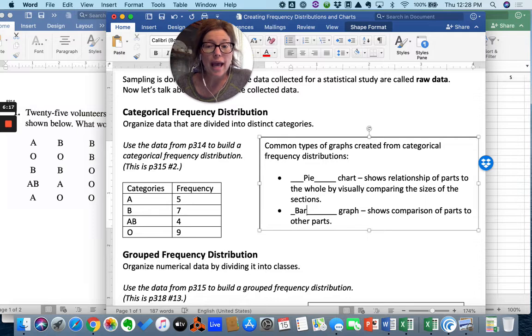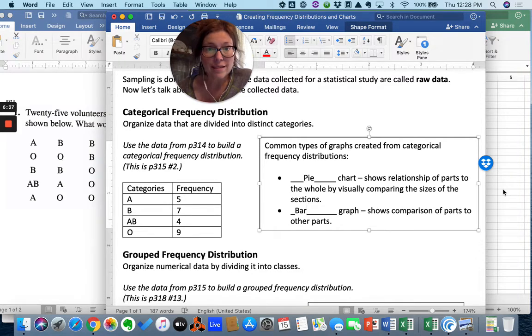If you're doing a bar graph, then you would just make A, B, 5 tick marks tall. Or if you're doing it horizontally, you'd make it 5 tick marks long. And make sure you label everything.